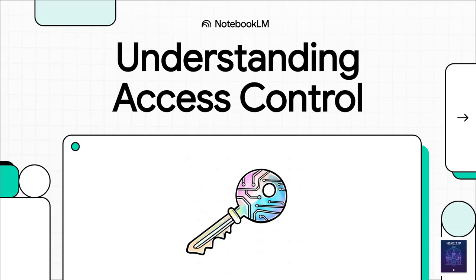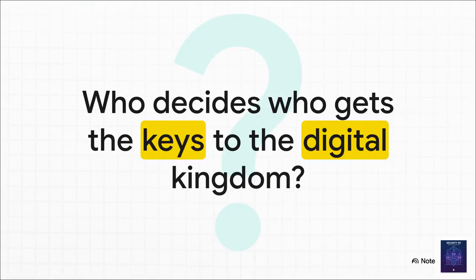All right, today we're going to unlock one of the most fundamental ideas in all of computer security. We're talking about the keys to the digital kingdom and, more importantly, how we decide who gets to use them. You've totally been there, right? You go to open a file on a shared drive and bam, access denied. It's super frustrating, and it makes you wonder, who's in charge here? Who's deciding who gets the keys to all this digital stuff? Well, that's exactly what we're going to figure out.